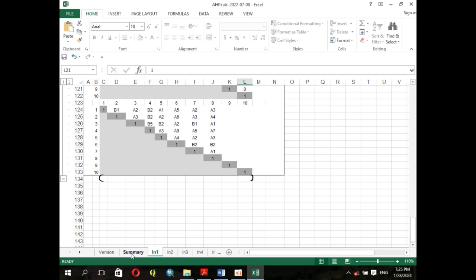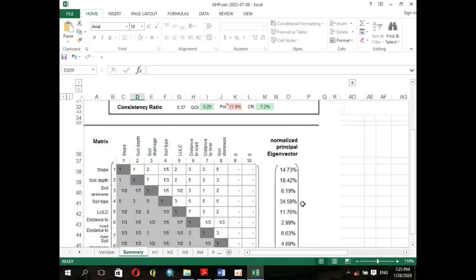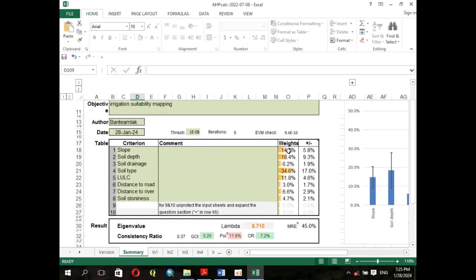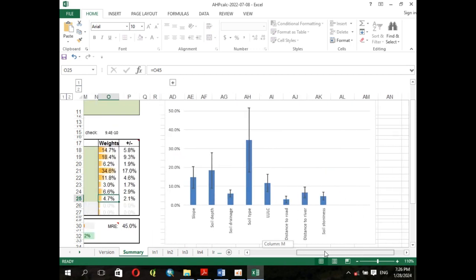In order to get the final weight for the parameters, go back to this summary sheet and go under the first one, so we can have access to the weight for each parameter. Okay, the slope has a weight of 40.7, the soil depth is 80.4, the soil drainage 6.2%, and the soil type, you see, covers a high portion of the weight, which may be due to our false judgment, but it is still acceptable. Okay, and you can see the plot here.